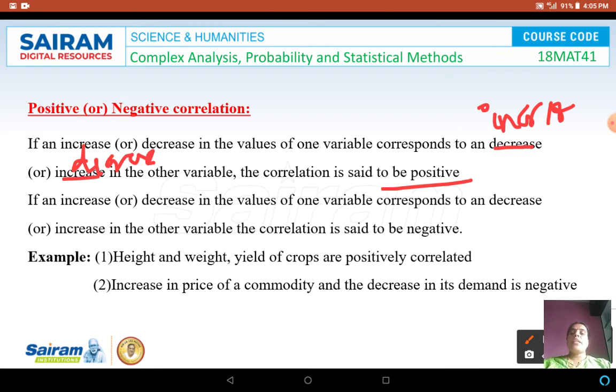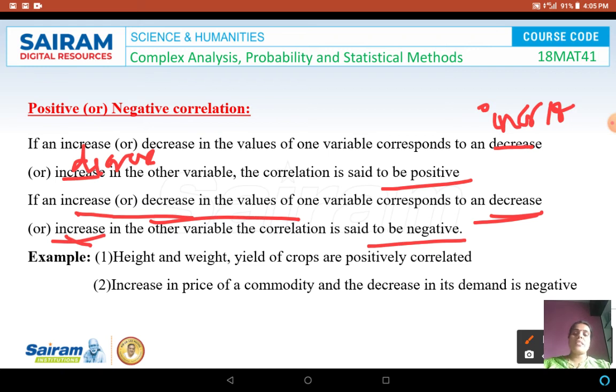Similarly, if an increase or decrease in one value leads to a decrease or increase in the other, you can observe that an increase leads to a decrease, or a decrease leads to an increase. So when there is an increment in the value of x, if y decreases, it is in the opposite direction. Similarly, if x decreases and y increases, they are in the opposite direction. Such a correlation is called negative correlation.